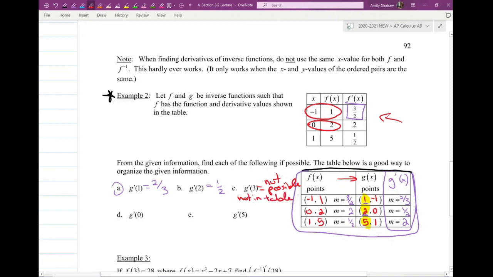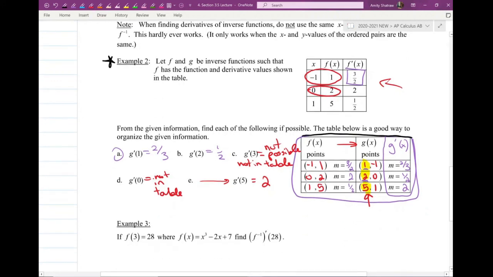All right. D also is not in my table. And I guess E, I'm sorry about there's a little space here. G prime of 5, well, that one I can find because that one was supposed to be 2. I plug in when x is 5 into the G function, and I'll say that the slope there is indicated to me as being 2. So not so bad after all if you use this kind of table.